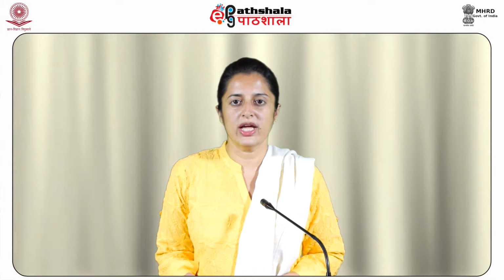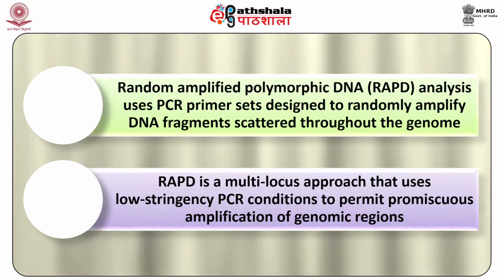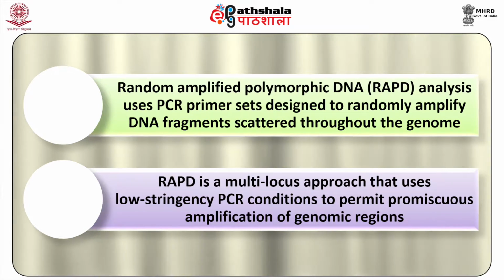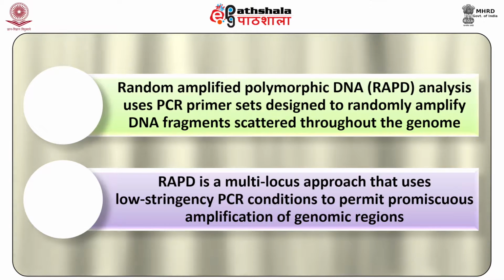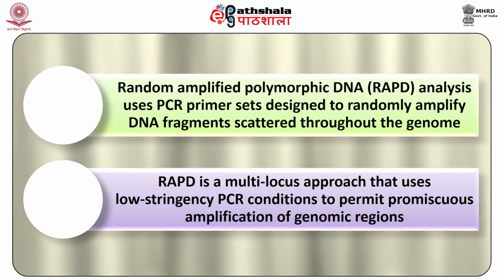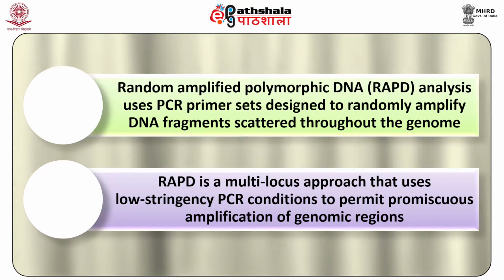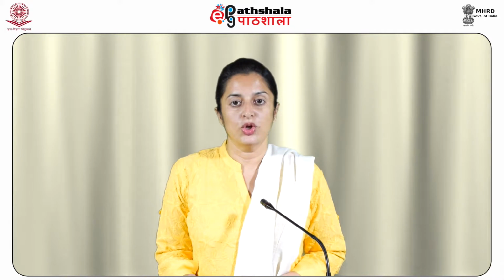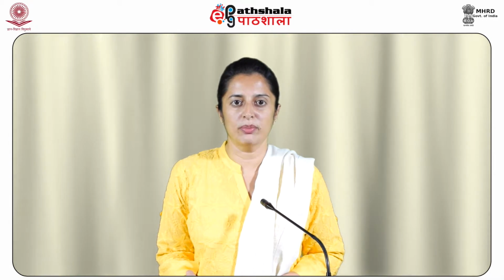Yet another approach to DNA fingerprinting, called the random amplified polymorphic DNA or the RAPD analysis, uses PCR primer sets designed to randomly amplify DNA fragments scattered throughout the genome. RAPD is a multi-locus approach that uses low stringency PCR conditions to permit promiscuous amplification of genomic regions. It can be carried out in the absence of genome sequence data, but the low stringency conditions sometimes provide challenges when trying to reproduce or interpret results.